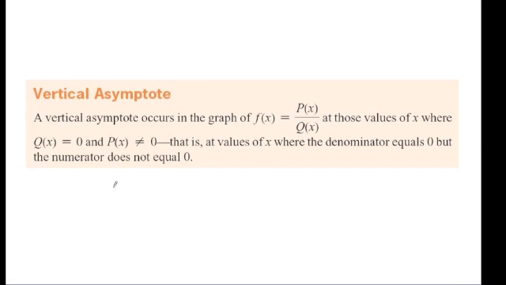A vertical asymptote often occurs in the graph of a rational function. It's at those values of x where q of x equals 0 and p of x does not equal 0. That is, the values where the denominator equals 0 but the numerator does not. On an x and y axis, maybe we have a vertical line here where the graph might look like that, and like that, comes close to this asymptote but does not cross it.